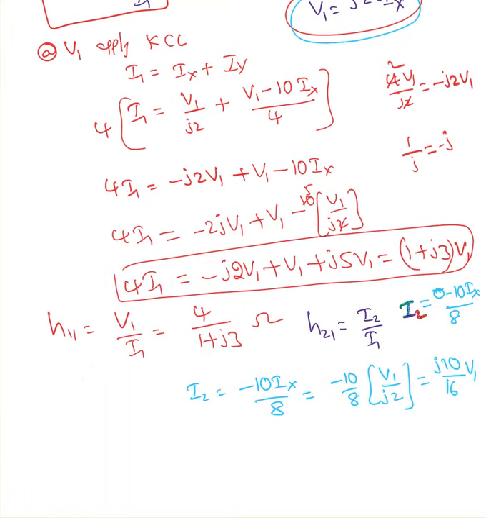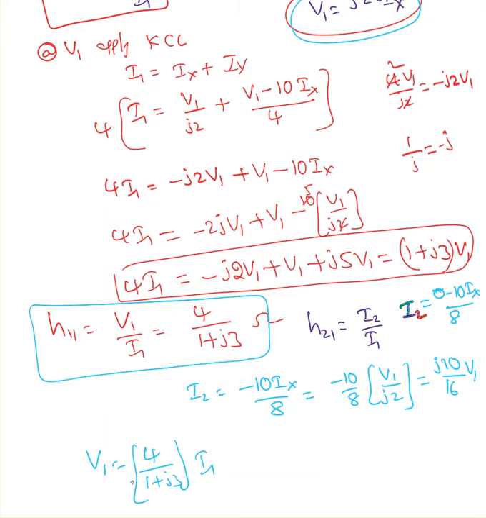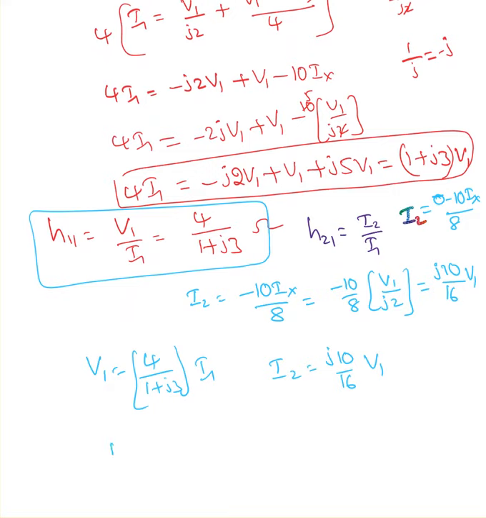I already have V1 equal to 4 over 1 plus j3 times I1, from this H11. Now I have I2 equal to j10 over 16 times V1. So I'm going to substitute V1 equal to that value. So I2 equal to j10 over 16 times 4 over 1 plus j3 times I1.